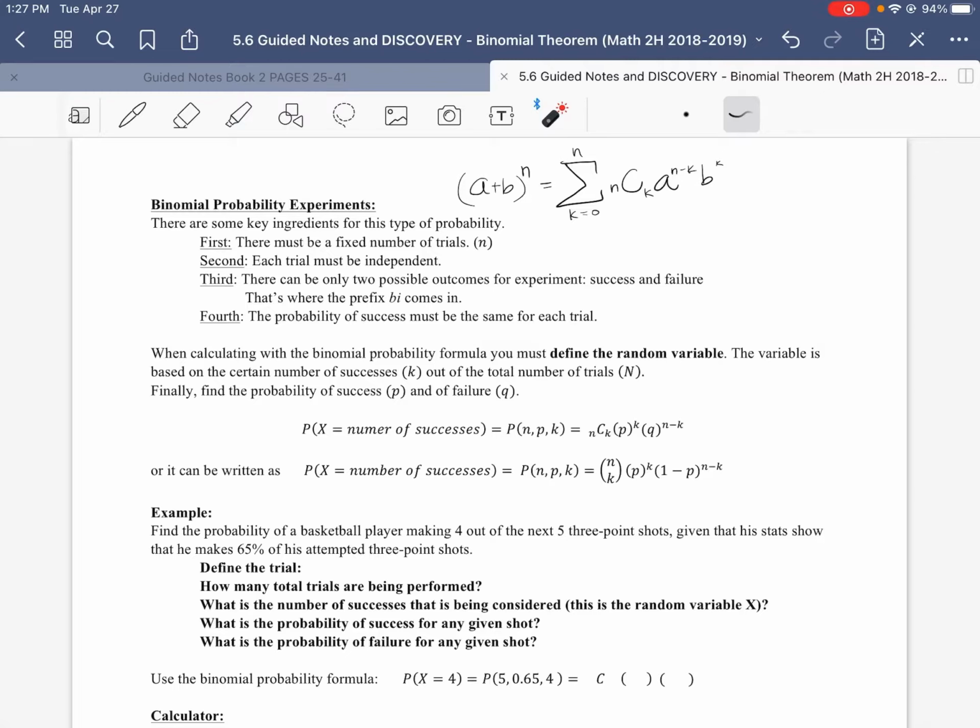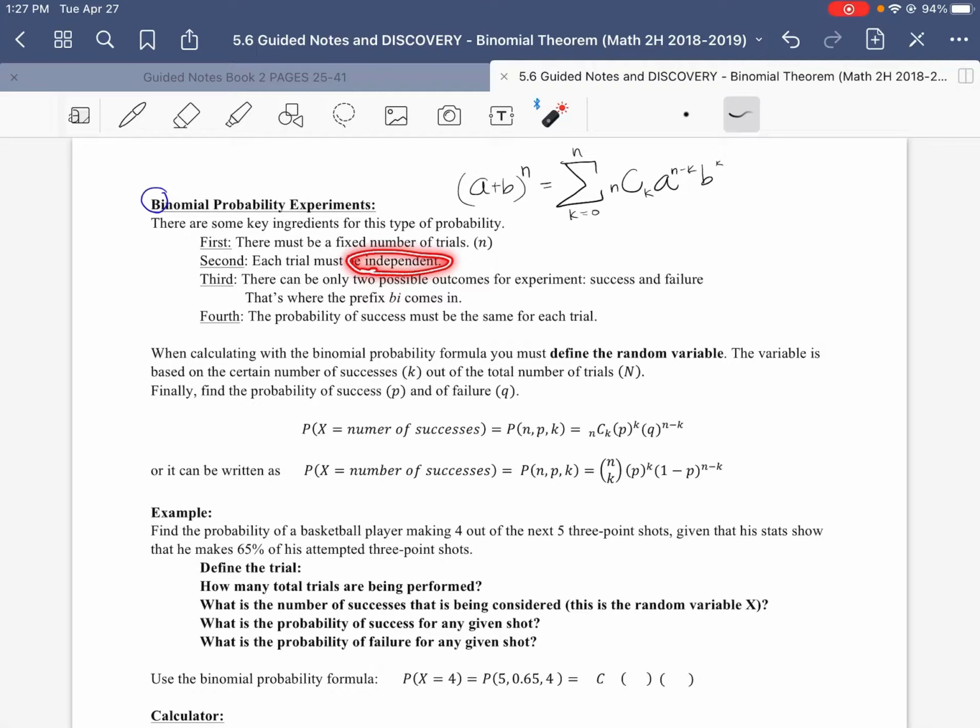So remember, binomial means two terms. So when we talk about binomial probability, you're talking about something specifically that has two outcomes. Either it happens or it doesn't. So if I'm going to create a binomial probability experiment, there are some things I need to have. First, there has to be a fixed number of trials. So if I'm going to go out and perform an experiment, there can't be an infinite number of trials. There's a fixed number of trials.